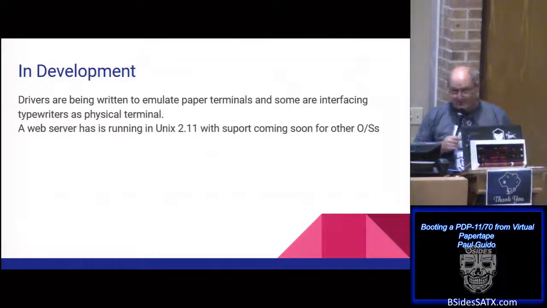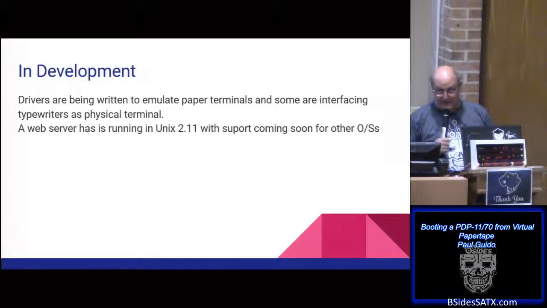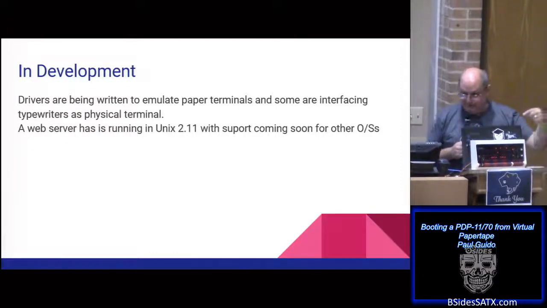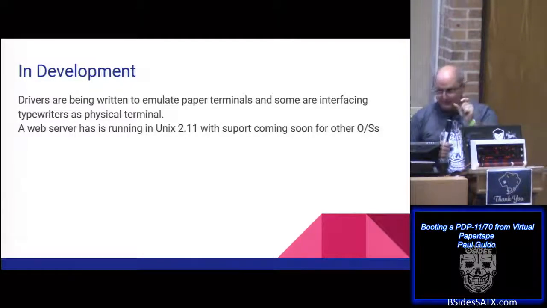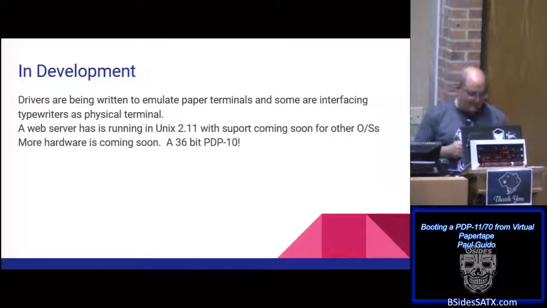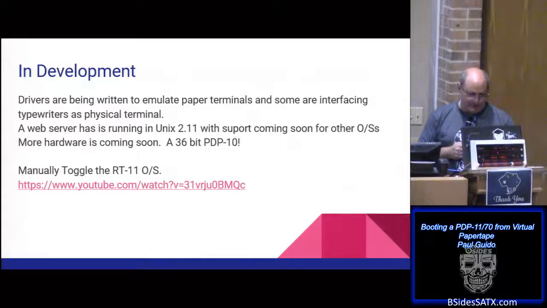Yeah, they've got a web server running on Unix 2.11, and they also have web servers running, I think, on RT11 as well. They're writing software for those old operating systems. As a matter of fact, some crazy person actually has one of those web servers on the internet running on the Pi that's emulating Unix 2.11. It's very simple, so once again, hopefully the attack surface is light. That's what I'm saying. A 36-bit PDP-11's in the offing. And then this is that video that I showed you earlier.